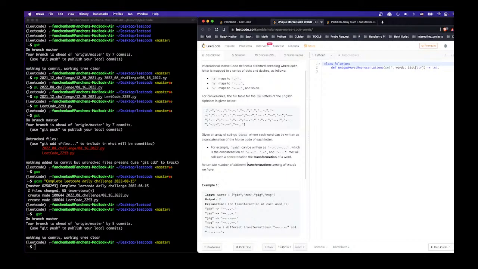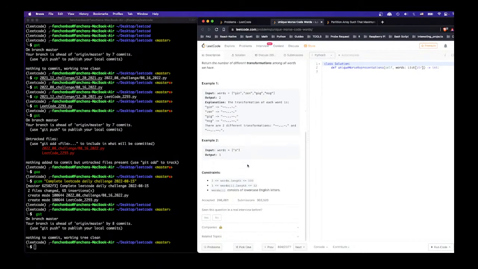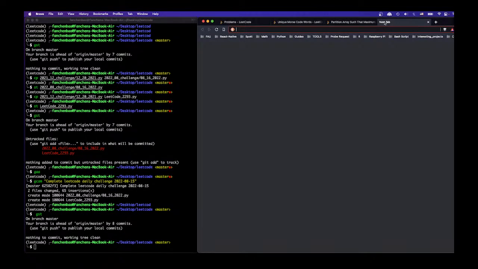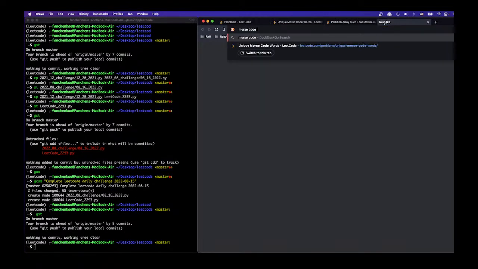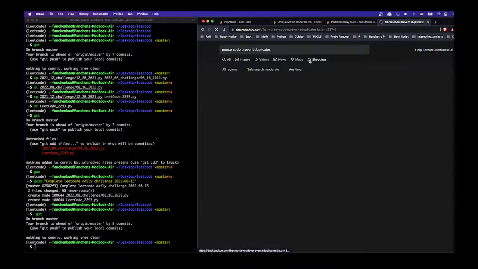Oh wow. So Jin and Zen is the same. That's a design issue, right? So what's the actual way in Morse code that can prevent this from happening? Interesting. Actually, I don't know. Morse code prevent duplicates. How do they do that?